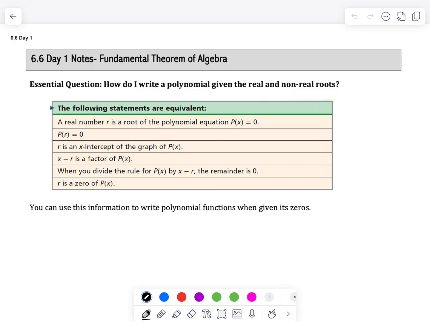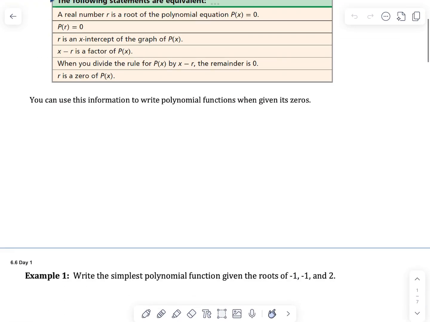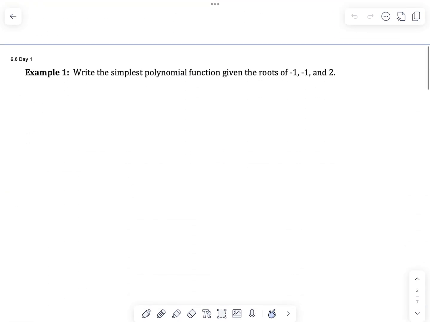You can write the 0 in factored form. It would be x minus r. When you divide the polynomial by x minus r, the remainder will be 0, and then r is a 0 of the function. So what we're going to do is write the function given the roots.